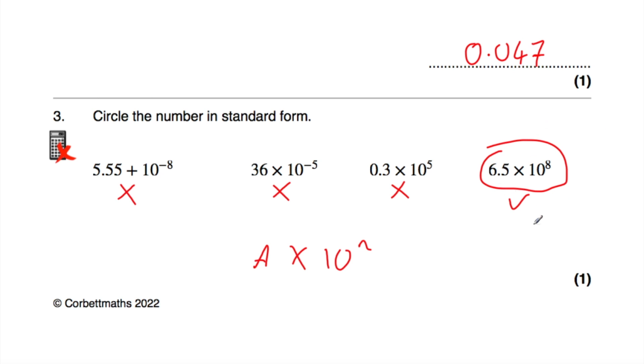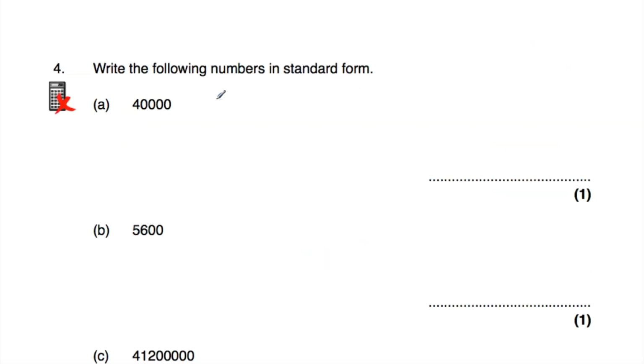And that's it. So that one's the number that's in standard form. Okay, let's look at our next question, question number 4. We've been asked to write the following numbers in standard form. So part A, we've got 40,000. So in terms of the number between 1 and 10, greater than or equal to 1 but less than 10, I'm going to choose 4, and then times 10 to the power of.